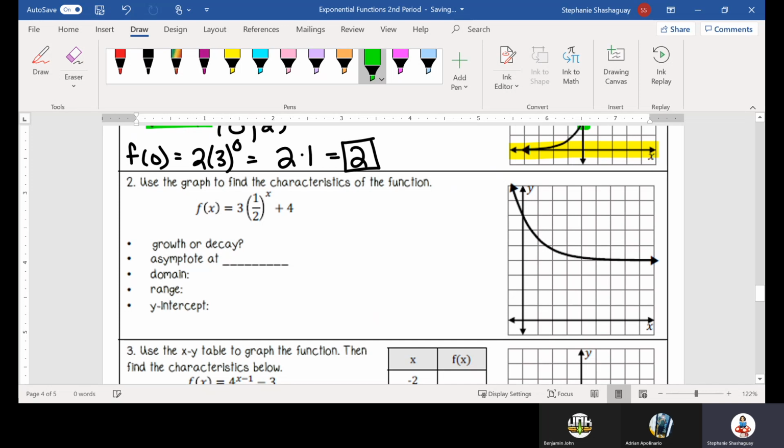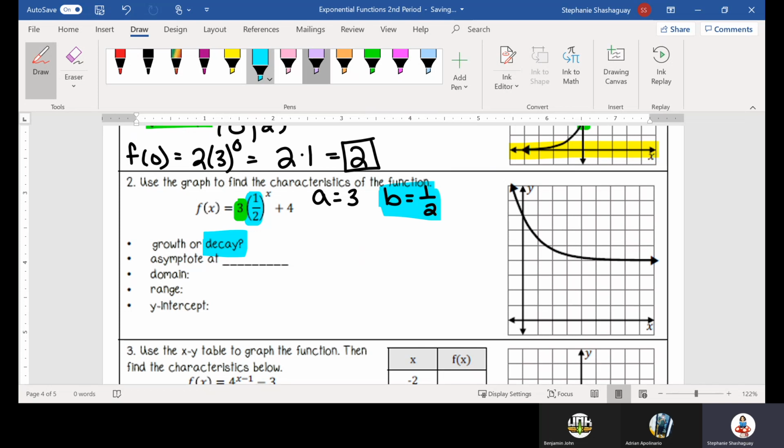Use the graph to find the characteristics of the function. Okay, so we have our a term here. My a is equal to 3. My b is equal to 1/2. Because my b term, my ratio, is less than 1, I know I have exponential decay. Then I have this plus 4. That plus 4 is going to be my asymptote. So y is equal to 4. And I can add that to my graph right there.